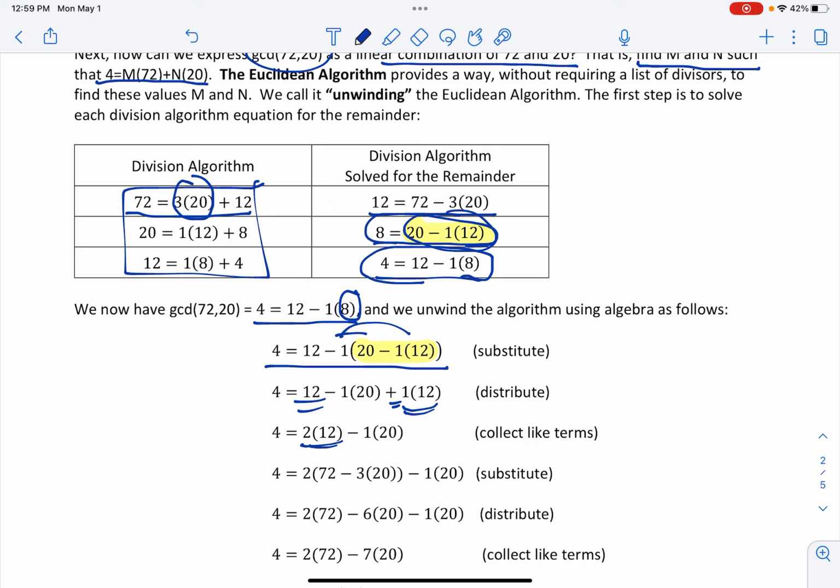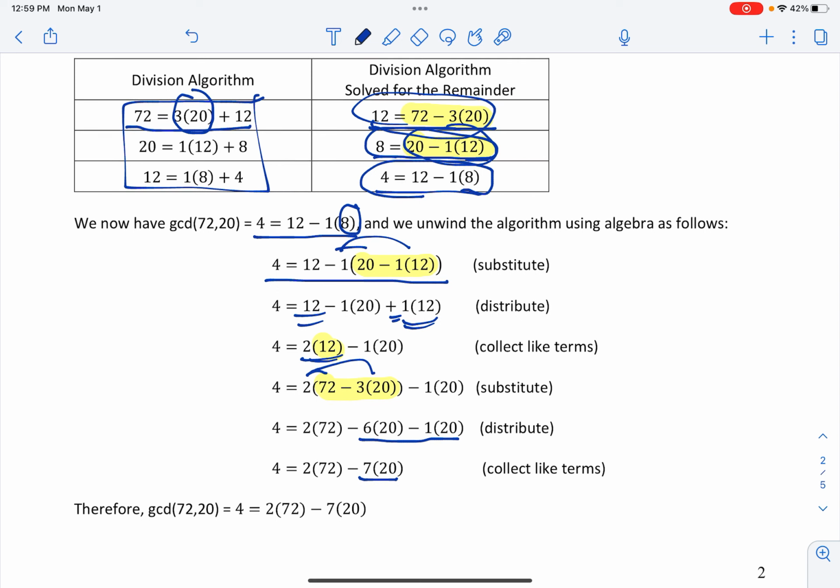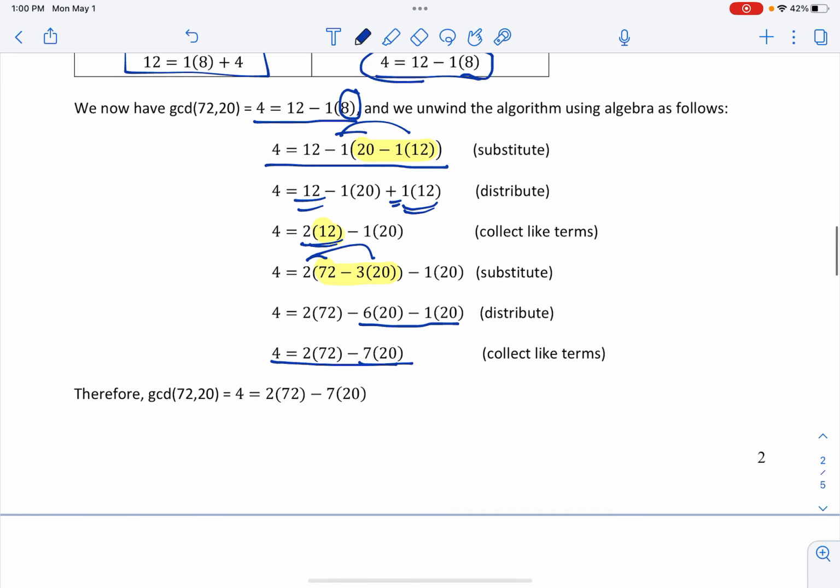Okay, and then we're going to continue this. So I have one more to do. 12 is this, right? So notice what we're doing is we're replacing this 12 with what it equals from the division algorithm. And then distribute. 2 times -3 is 6, right? And then combine like terms. The ones with the 20s, -6 and -1 is -7. And you can always check it at the end. This should be true, right? 2 times 72 minus 7 times 20 should equal 4. And therefore, the GCD is 4.